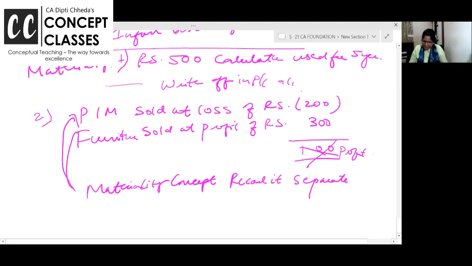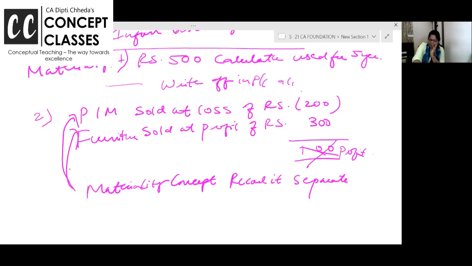These two transactions have to be recorded separately. Loss on sale of plant and machinery, you put it on the debit side. Profit on sale of furniture, you put it on the credit side. Record it separately. That's what the materiality concept says. Got it, all of you? All clear? Write down. If you need time, take time, write.